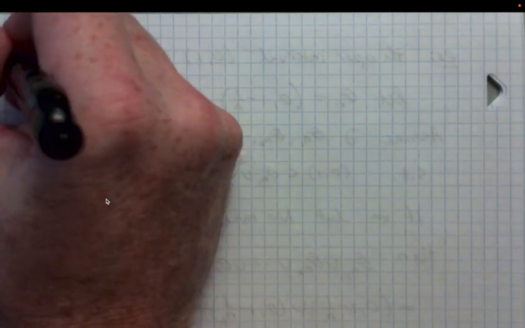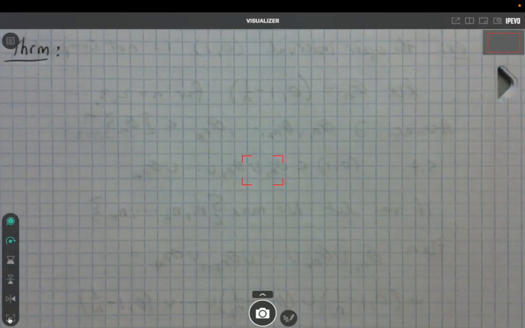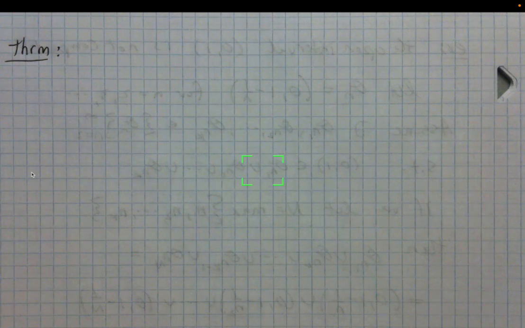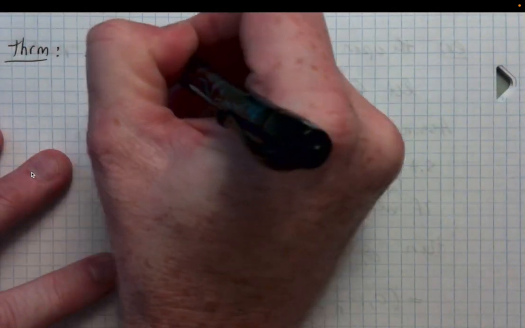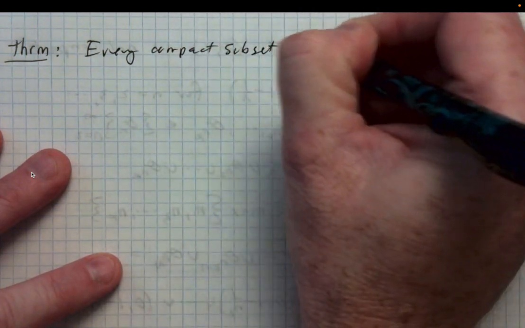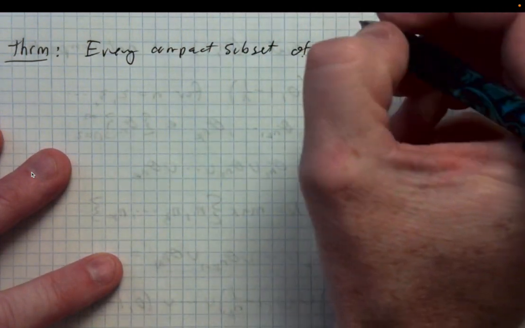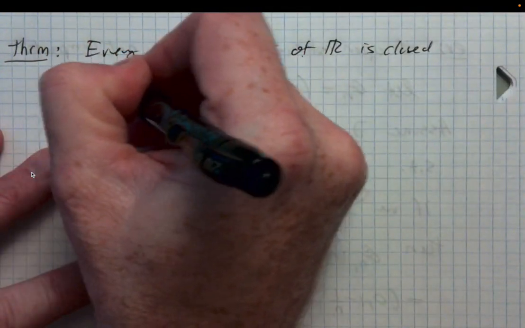Right, so what are we saying then? Well, the first theorem, you can see the kernel of this theorem in the examples we've looked at. The first theorem is the following. Every compact subset of real numbers is closed and bounded.